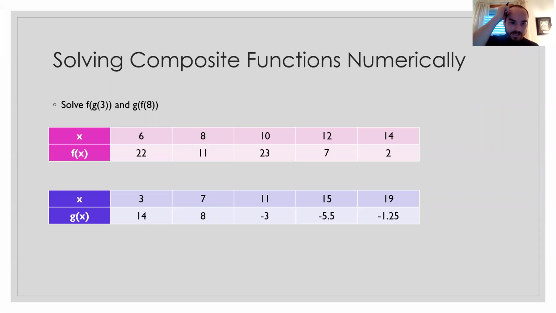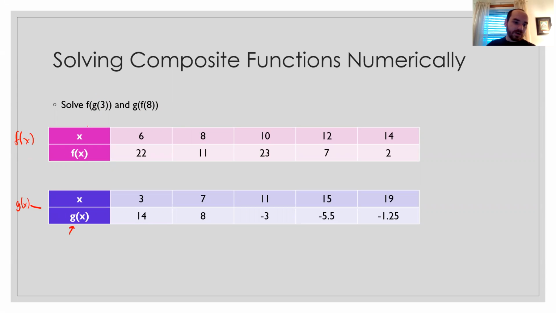Now, solving composite functions numerically, generally speaking, this is even easier because you will know if you did something wrong by not being able to find the value in your charts. But in this case, we want to solve f of g of 3 and g of f of 8. So g of x is this one here, which we can tell because it's labeled right there. And this one is f of x right here.